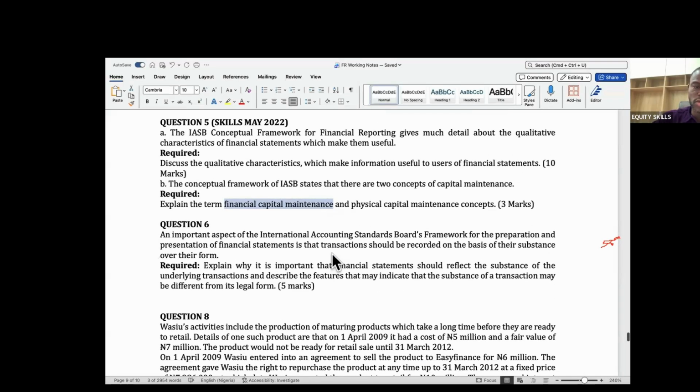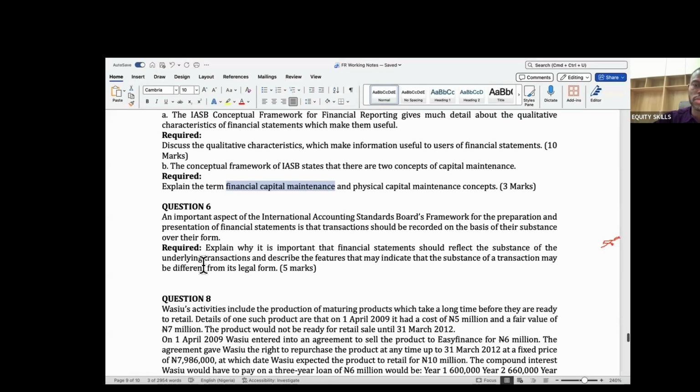Okay. Now, if you look at this question, it says, and explain why it is important that financial statements should reflect the substance of the underlying transaction and describe the features that may indicate that the substance of a transaction may be different from its legal form. Yeah, so this is a question going deeper into substance over form.